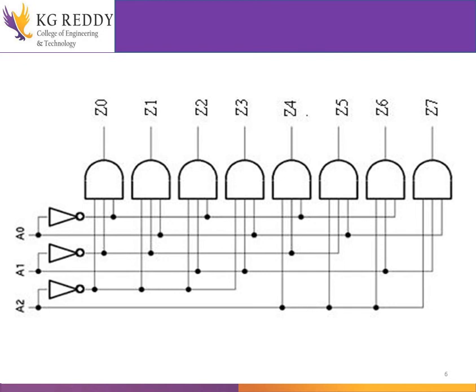We are now looking at the 3 to 8 decoder circuit diagram. Here A0, A1, A2 are the selection lines. If I put all of them as 0, Z0 will be selected. If I give 0 0 1, Z1 is selected. If I give 0 1 0, Z2 will be selected, and so on. If I give all the bits high, A0, A1, A2, then Z7 will be selected.